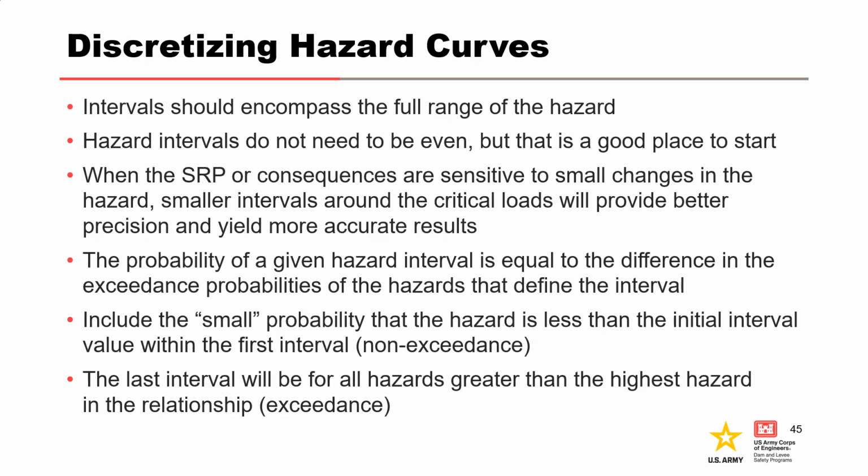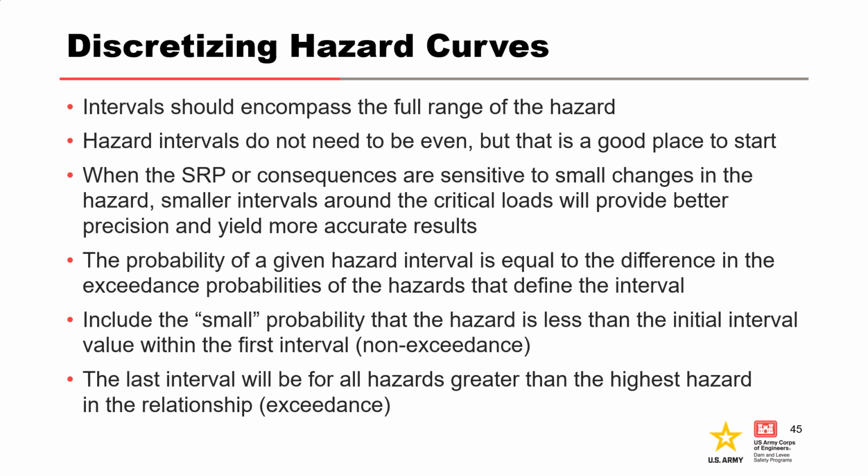The first step is to discretize the hazard into intervals. Discretizing is just a fancy word for splitting or partitioning. When we split up the hazard into intervals, we want these intervals to encompass the full range of the hazard. These hazard intervals do not need to be even, but that is typically where we start.